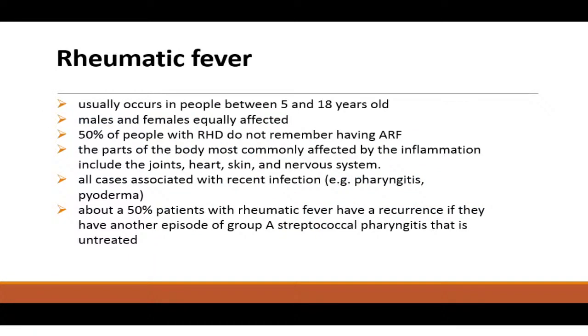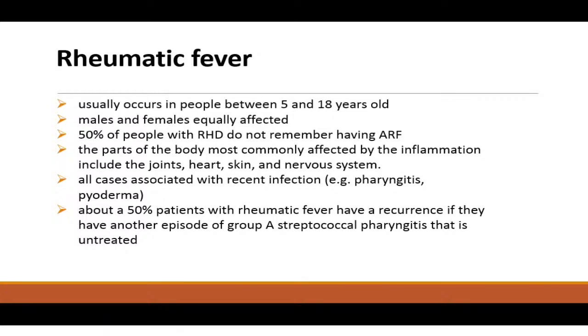So usually people between 5 and 18 years old are affected by this disease. Very rarely, elderly people can be affected by rheumatic fever. So these are the classic age periods in which we see manifestation of rheumatic fever, in children and in adolescents. Males and females are equally affected. Nearly half of patients with rheumatic heart disease don't know anything about a previous acute rheumatic fever in their anamnesis.